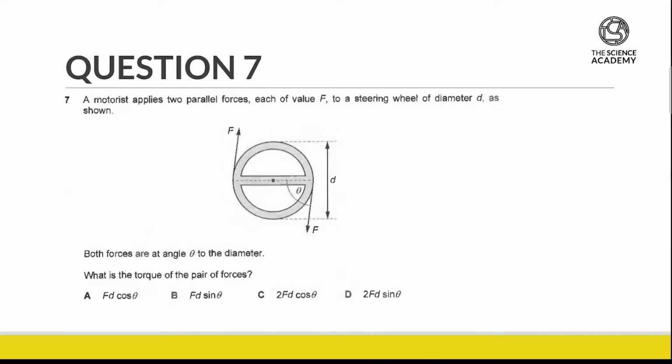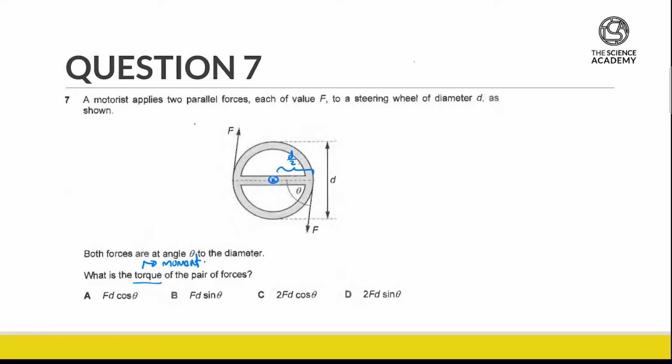Now, at this point, I just want to say that torque is just another way of saying moment. What is the net moment of the pair of these forces? So taking moments about this particular pivot over here, we have the diameter, which is given to us as D. So this is just going to be D over 2.